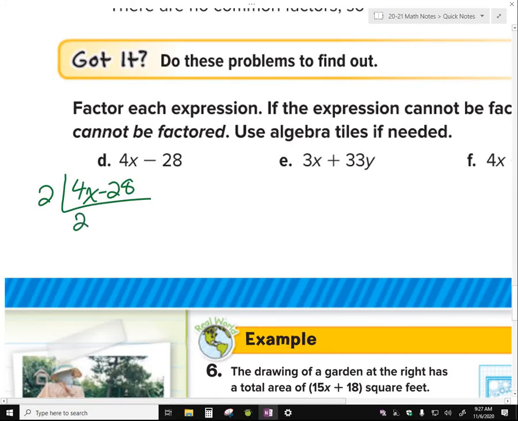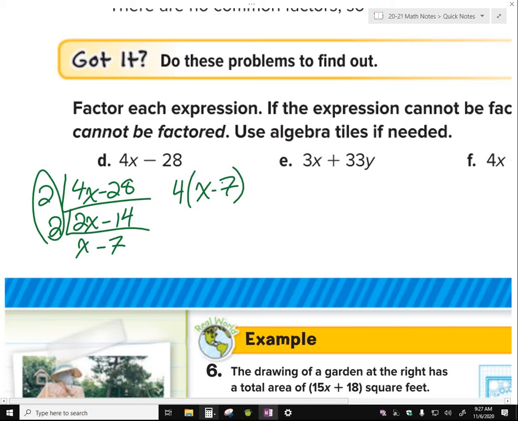4x divided by 2 is 2x minus 14. But these two also have a common factor, 2. x minus 7. So in this situation, you would multiply these two together. So you'd have 4 times the quantity x minus 7.